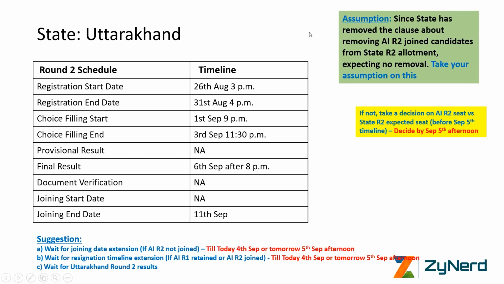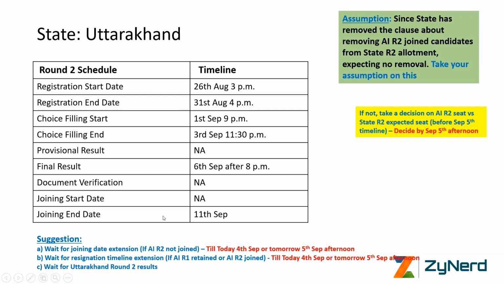only. So your first thing is, let us say you'll have to wait for your all India round 2 not joined candidates. Wait for your joining extension till 6th, 7th. Let us say they give it after 7th. Then you can hold on to your joining till 7th and wait for final results and take a call.